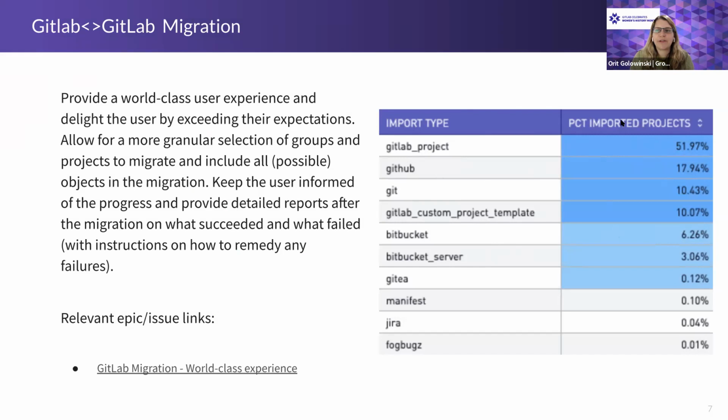nearly 52% of our users are using the GitLab migration. So this is definitely the highest priority for the team. And coming in second is the GitHub importer with nearly 18% of our users. So what we want to do is really provide a world-class experience and delight the user by making this really seamless and just having everything work.